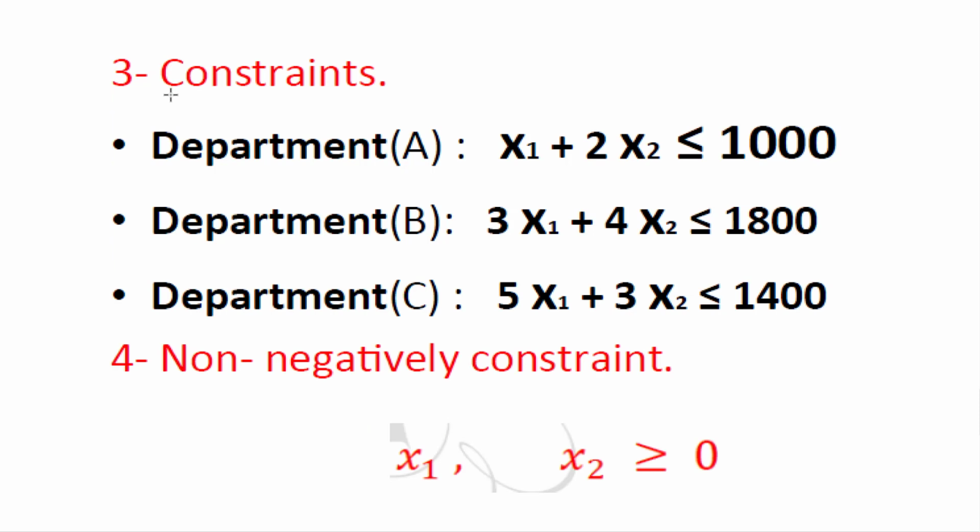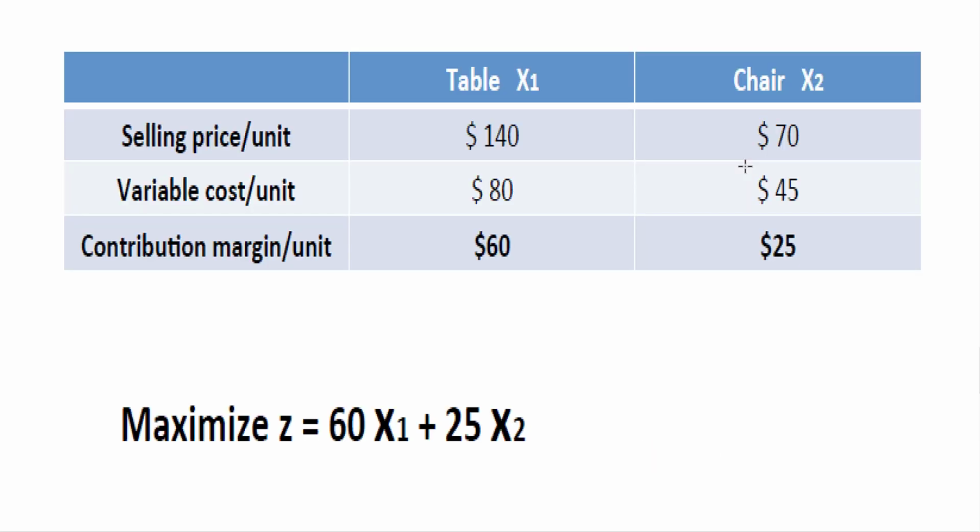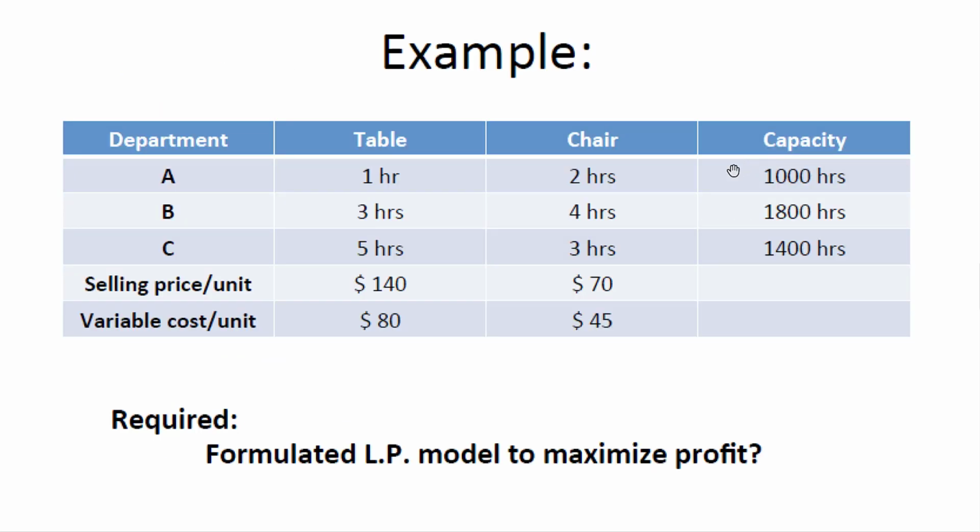Step 3, determine the constraints. The first constraint, for department A, is x1 plus 2x2 less than or equal to 1000. So again, constraint 1 for department A is 1x1, or x1, plus 2x2 less than or equal to 1000.